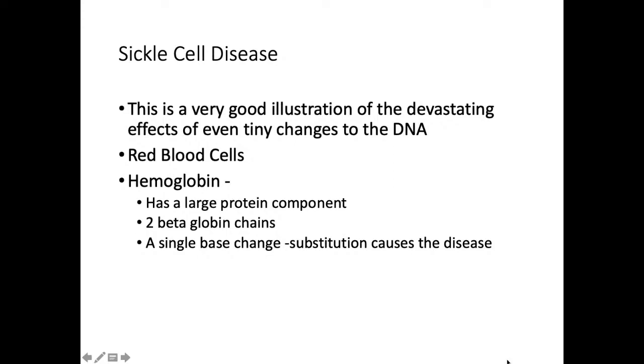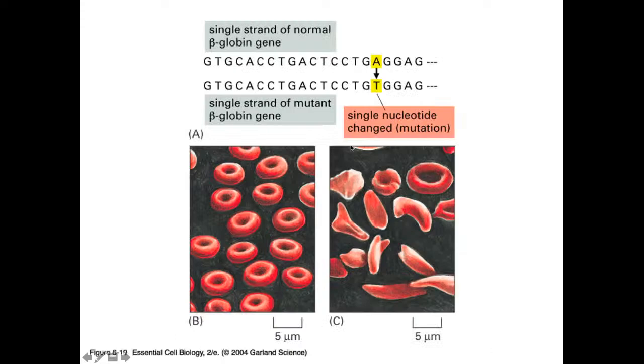For example, sickle cell disease. This is a very good illustration of the devastating effects of tiny changes to DNA within the RBCs. Our hemoglobin has a large protein component which has two beta globin chains, and a single base substitution causes the disease. So this is the single strand of the normal beta globin gene. Like this, from adenine it changes to thymine. So a single nucleotide change mutation from A to T.